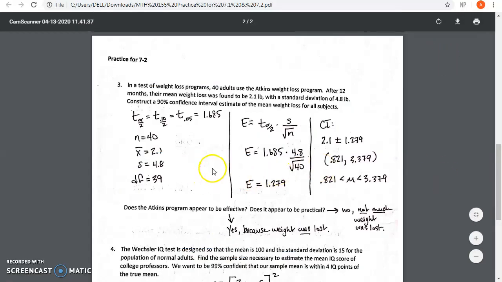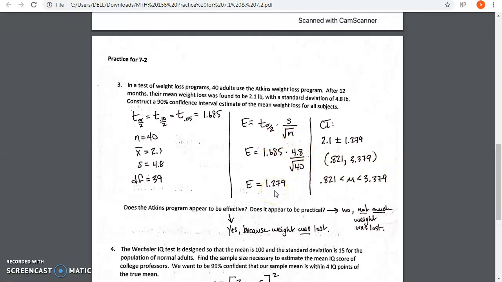So we've got the margin of error to be our t critical value, which was 1.685, times our standard deviation for the sample, which was 4.8, divided by the square root of our sample size, which was 40. And when you type this in your calculator, you should get a margin of error of 1.279.